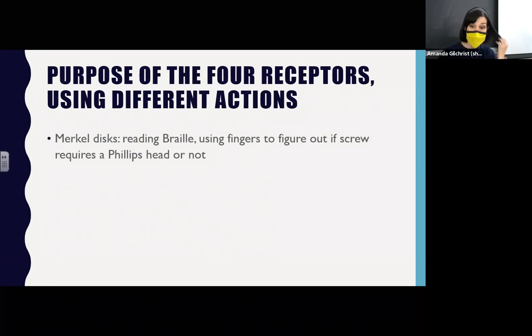So remember that our Merkel discs have very small receptive fields, and they are slow adapting. They're there to notice texture. So you're often going to use Merkel discs for tasks such as reading Braille or using your fingers at the tip of a screwdriver to figure out if you need a Phillips head screwdriver or just a standard screwdriver. You can also do that with different types of screws.